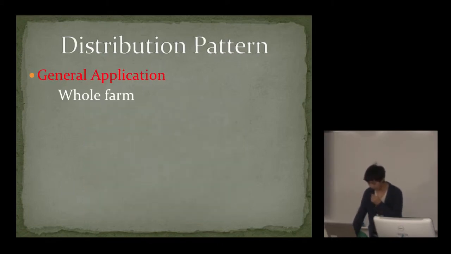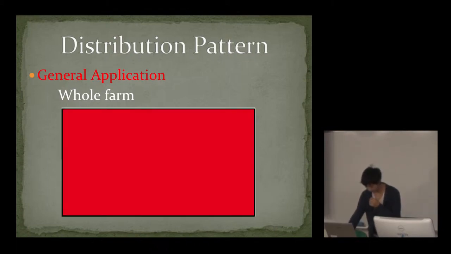Next is about distribution patterns. There are 4 patterns. First is general application. This application uses more waste fertilizer compared with other applications.